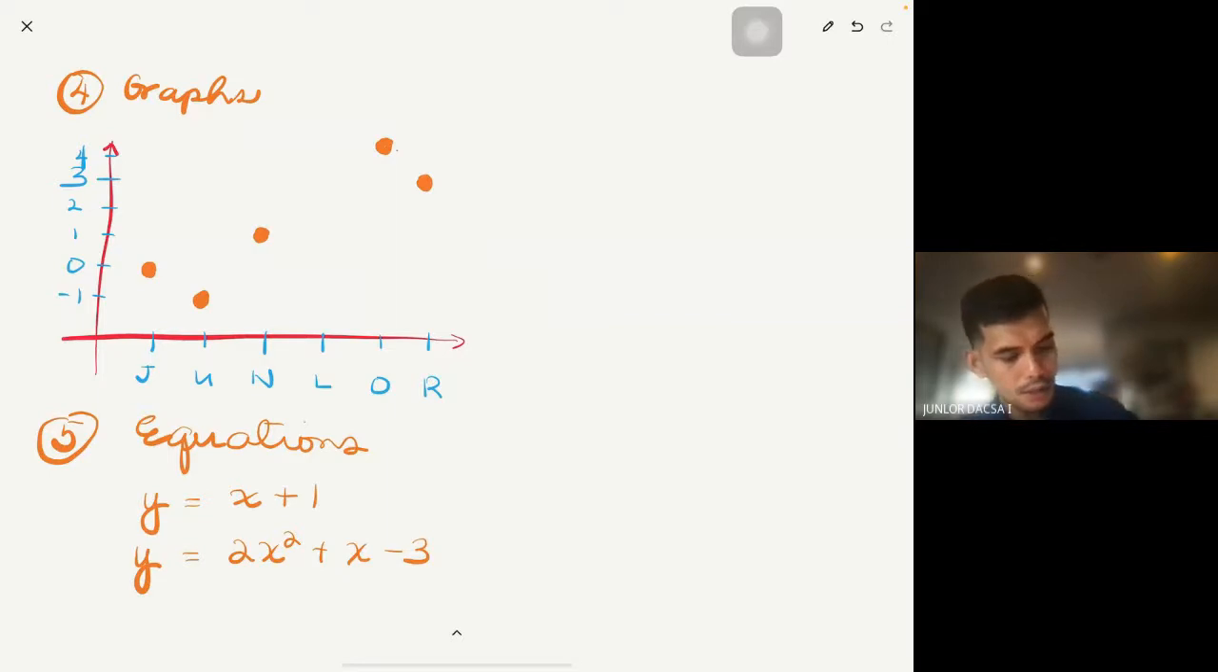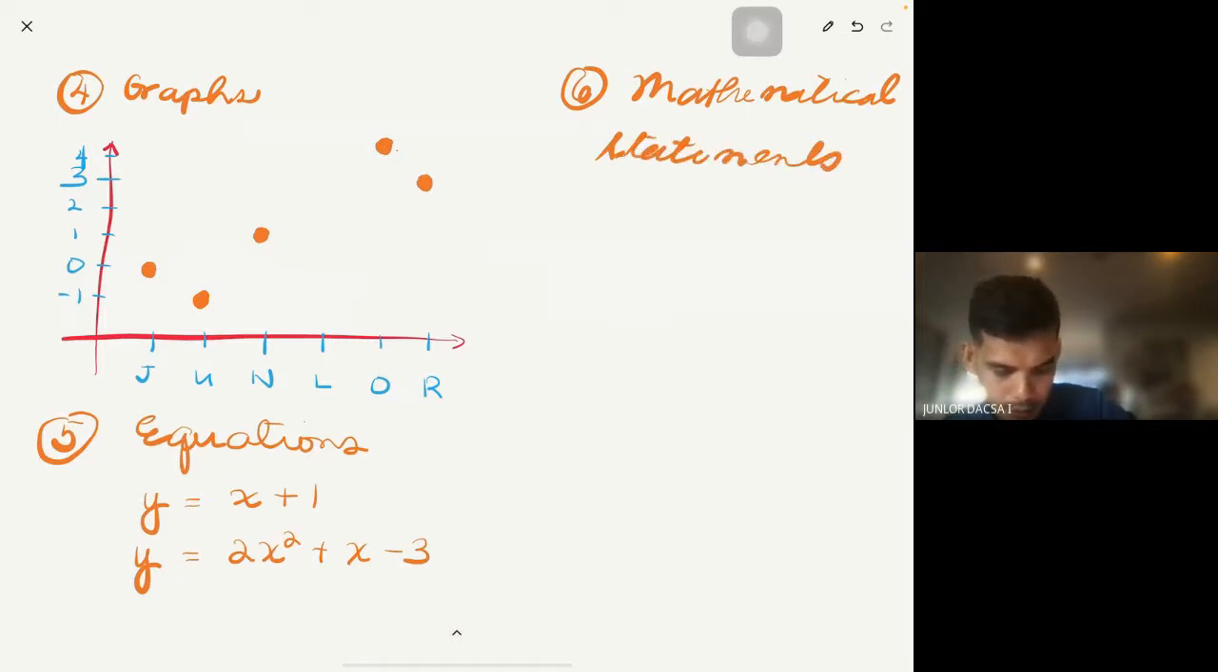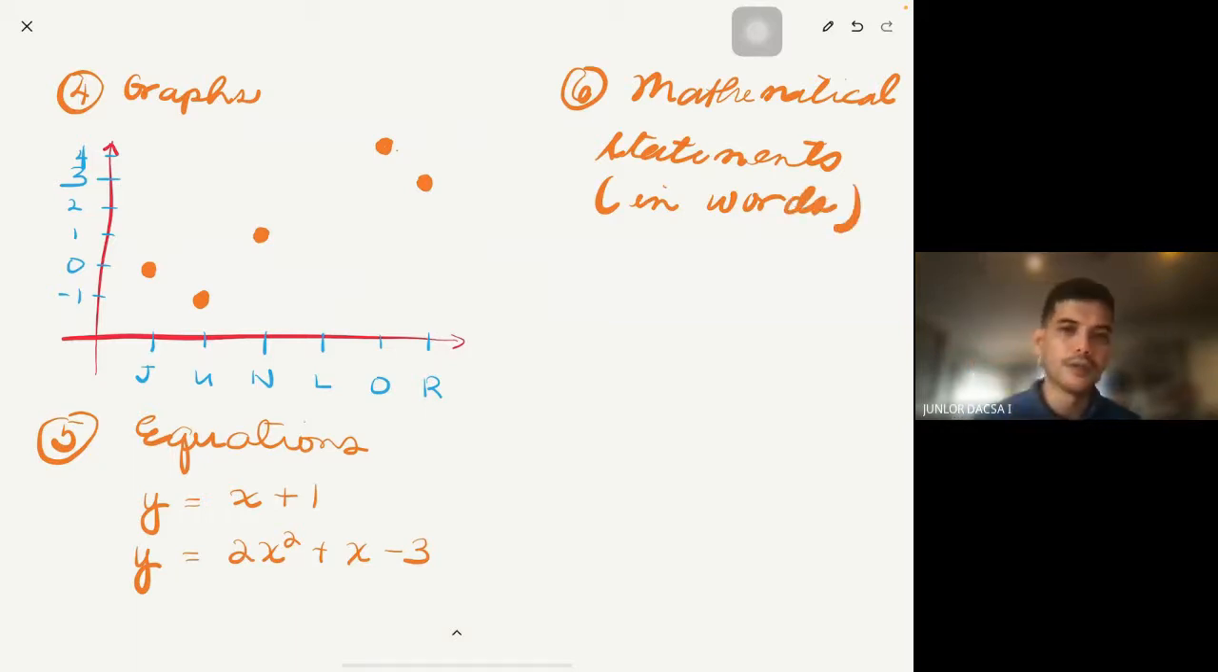So it can also be through a statement. The sixth is through a mathematical statement. In words, so to speak. Okay. So that is how we present a function, from mapping diagram to ordered pairs to table of values to graph to equations and to mathematical statements.